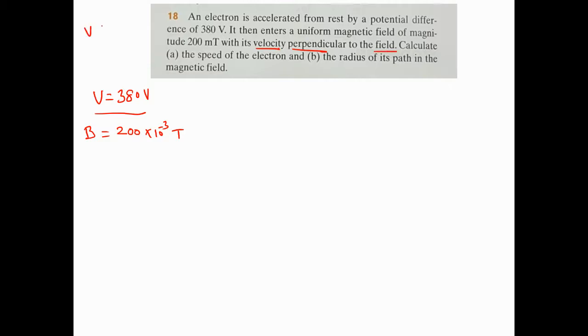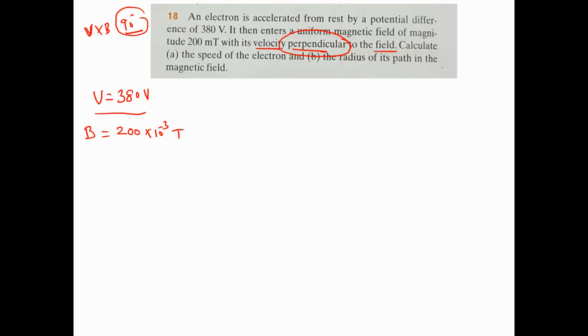That means V cross B involves the angle between the speed and the magnetic field. What is the angle? They clearly mention perpendicular. What is the meaning of perpendicular? Perpendicular is nothing but 90 degrees. That means sine 90 becomes 1, and that means here you will get the maximum magnetic force.